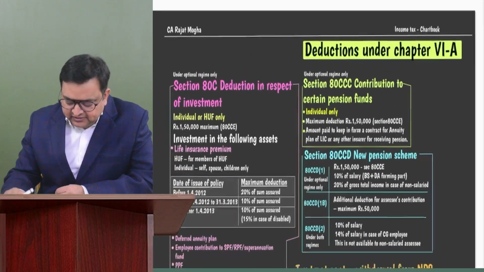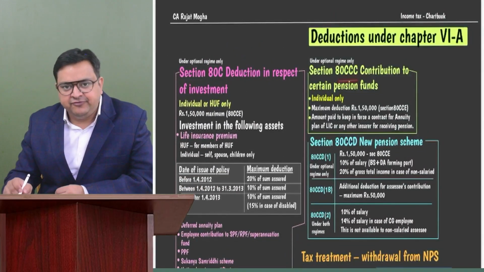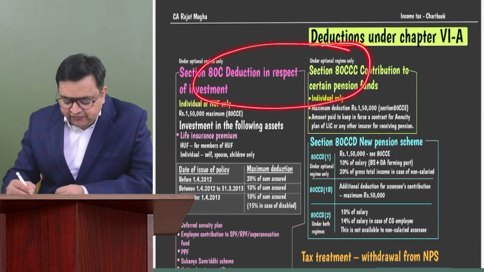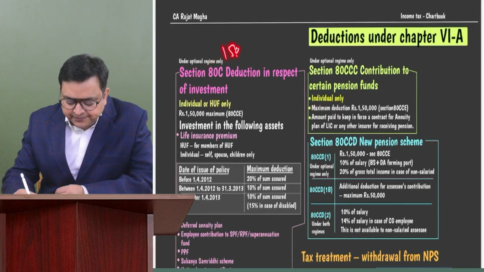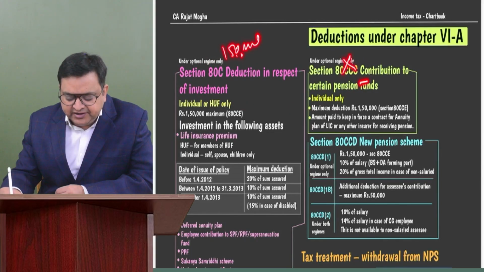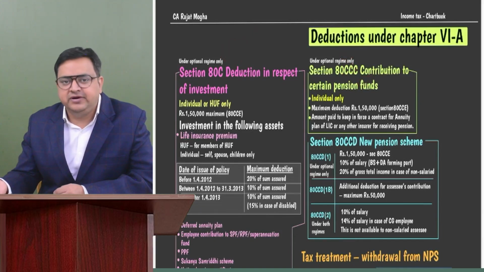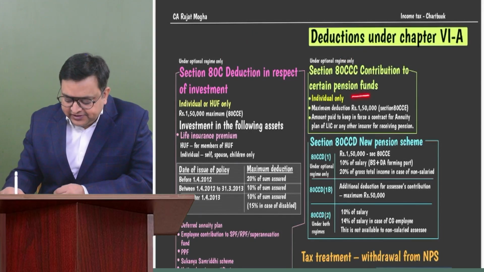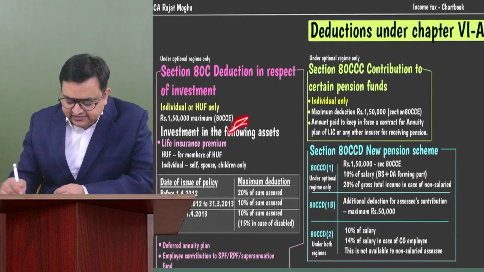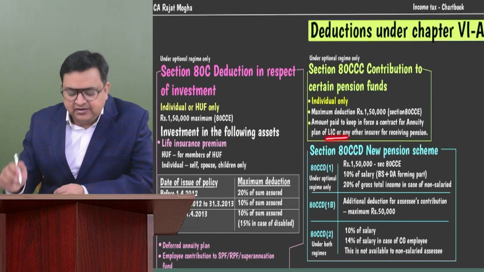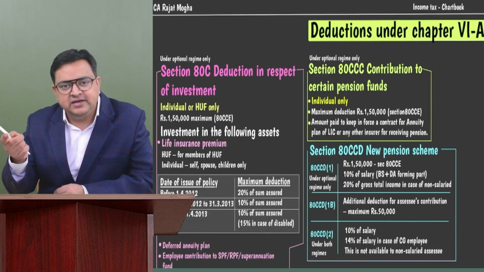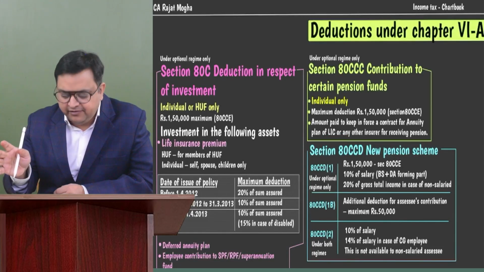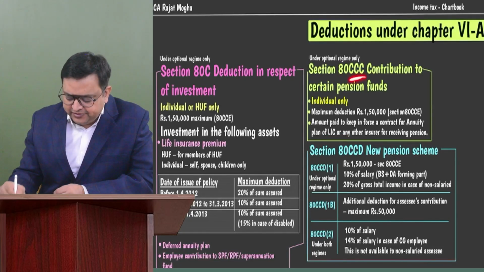But yes, the limit of 80 triple C is also 1,50,000. And the total limit, if we have already taken 115 ATC, then we will not get any reduction of 80 triple C. Why? Because the total limit has already been exhausted. So this also shares the 1,50,000 limit with 80. See, if the assessee has invested in an LIC pension scheme, in LIC, any insurance pension scheme, then 80 triple C would be available. Correct? Not so important section.